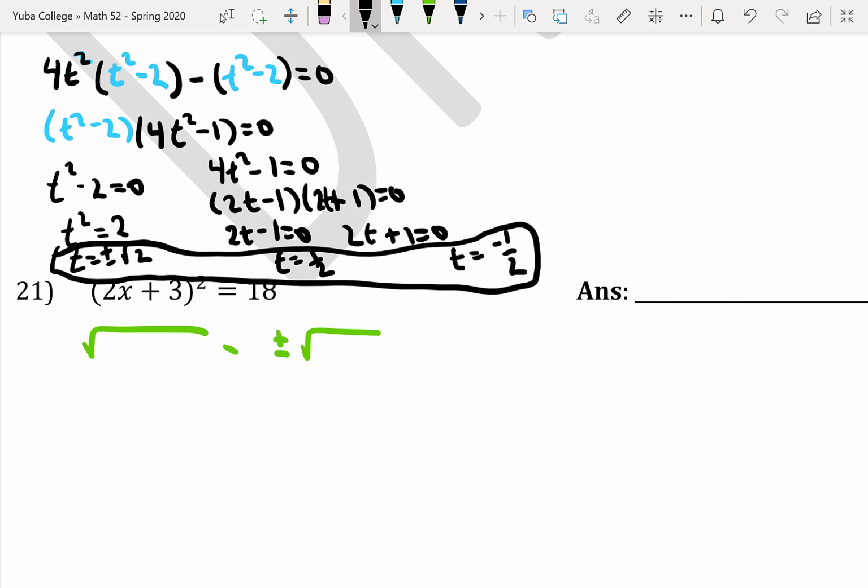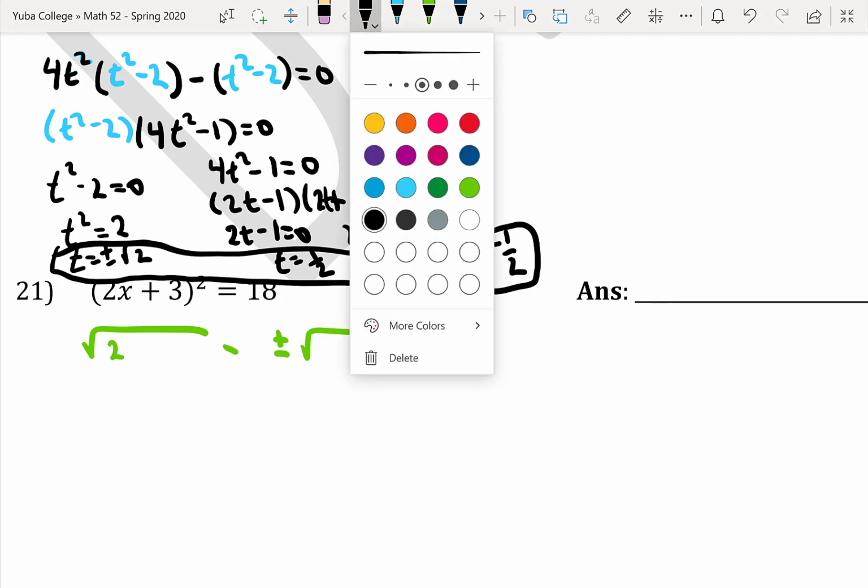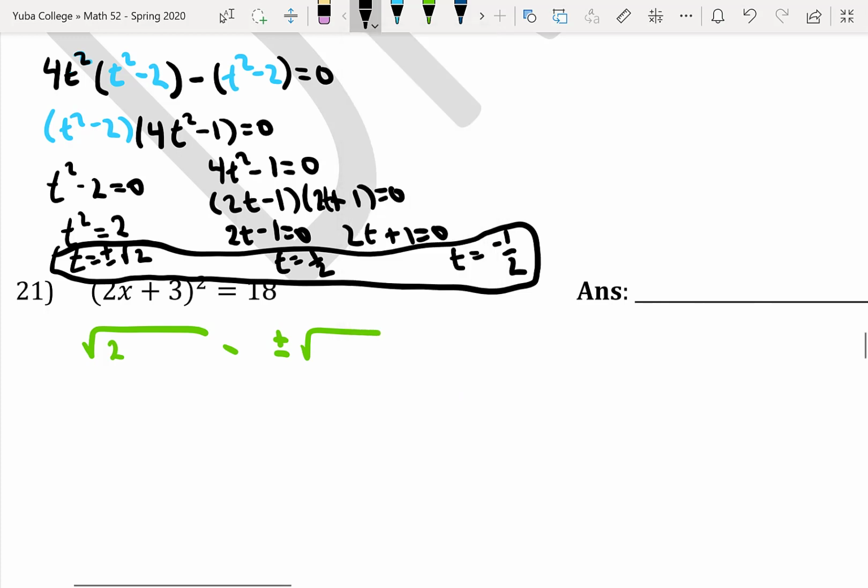2x plus 3 quantity squared. The square root of that is equal to plus or minus the square root of 18. Okay, the purpose of taking the square root of both sides was to cancel that square, and so we're left with 2x plus 3 equals, I notice that there's a perfect square that's a factor of 18, so I'm going to break down plus or minus square root of 9 times 2.